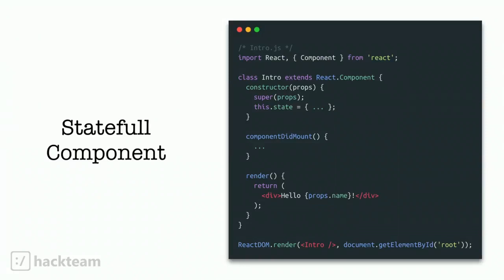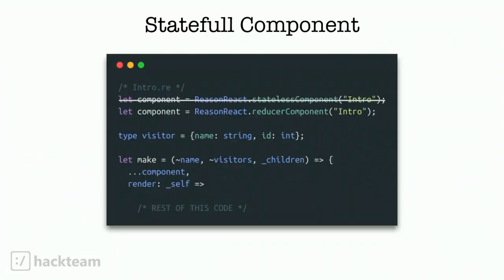So suppose we're going to make a stateful component in Reason. It looks a little bit different, and it's also not called a stateless component like the other one. This one is called a reducer component. And with the reducer component, we can access all the life cycles that are available in React, but just with all the type handling we saw before.